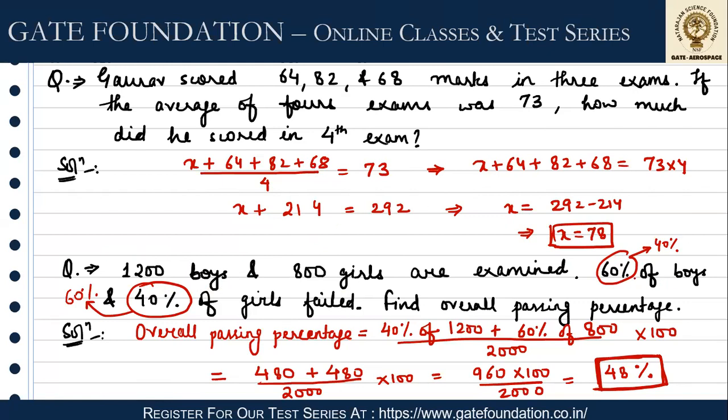60% of boys failed. That basically means 40% passed. So I'll take 40% of the number of boys, that is 1200. And 40% of girls failed. That basically means 60% of girls passed the exam. So I've taken 60% of the number of girls, that is 800, and divided by 2000. Just check these numbers if you have taken them properly or not. If you interchange the numbers, you can get a different answer.